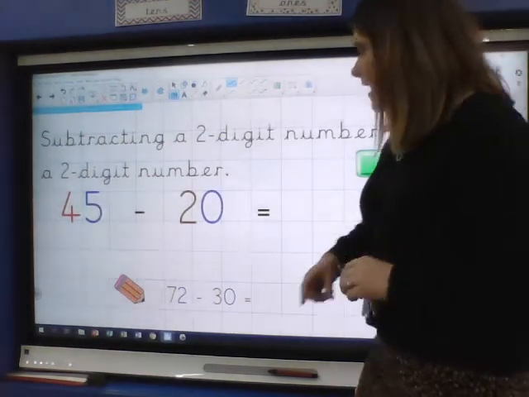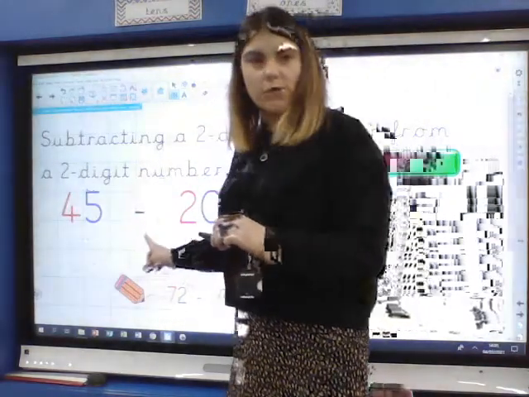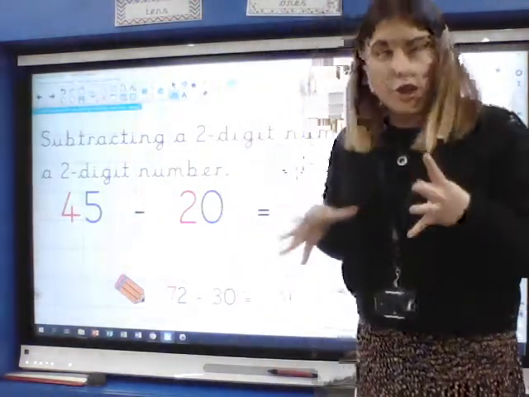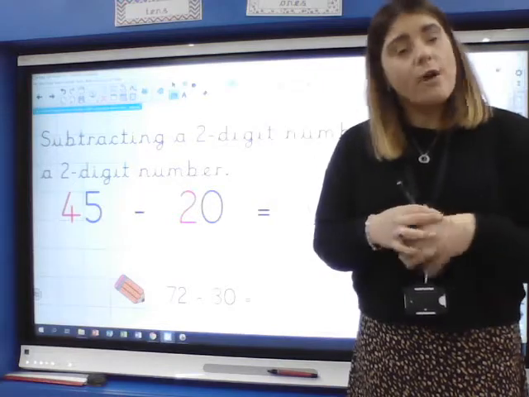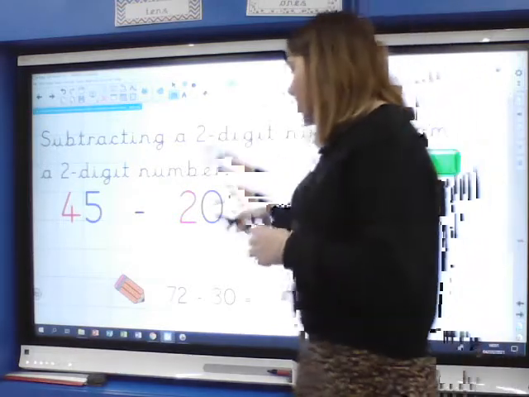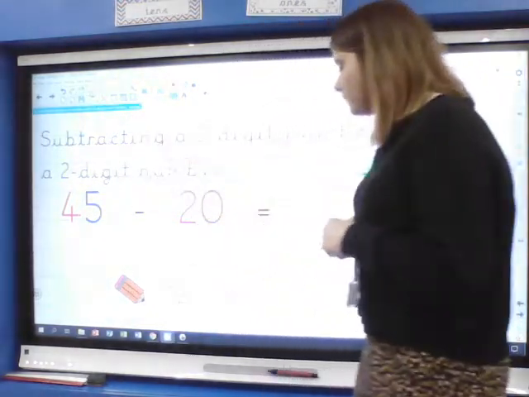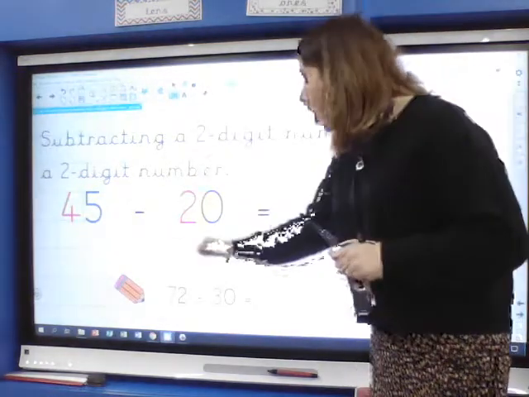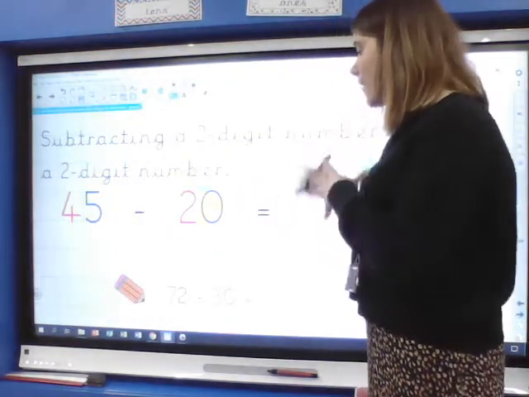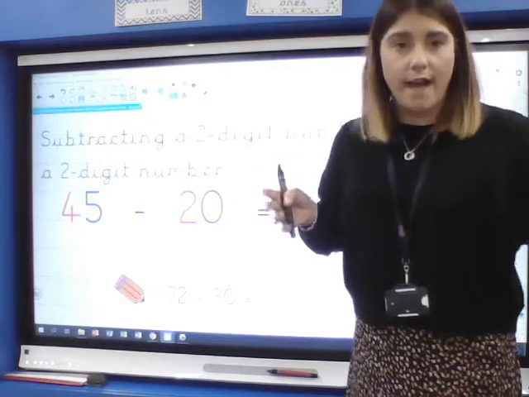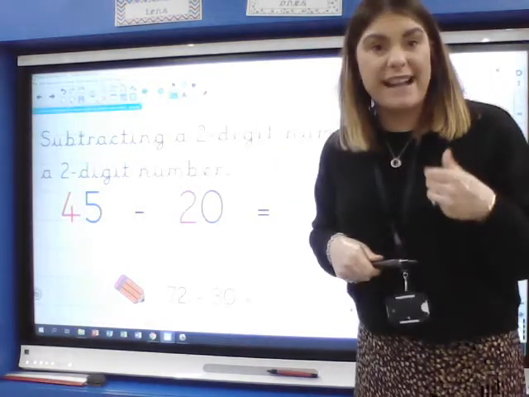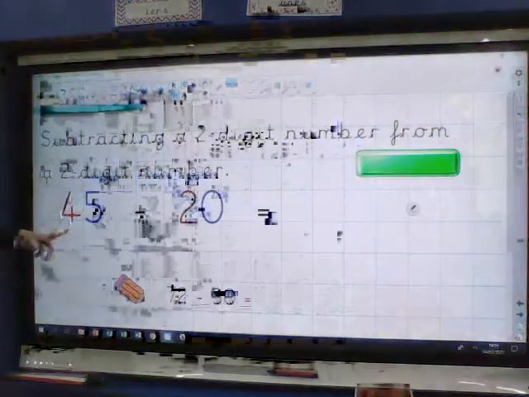So Mrs. Wood's got here 45 subtract 20. Now there are 2 ways that we could do this. We could do what we did yesterday, subtract the 1s, subtract the 10s. Or because this number hasn't got any 1s, we can take 20 away and count back from 45. So let's use the method that we practiced yesterday. So Mrs. Wood has got 45 and 20.